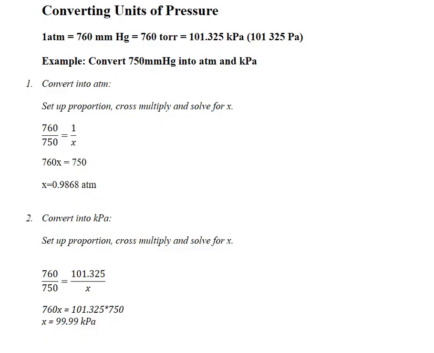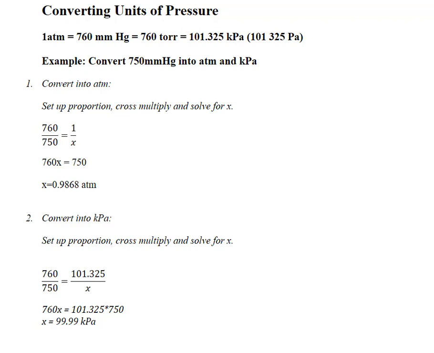This little video will just help you work through these examples and follow along so that you know how to convert units of pressure. So at the top, we've got our unit conversion. As you know from before, 1 atmosphere is equal to 760 millimeters of mercury, which is equal to 760 torrs, which is equal to 101.325 kilopascals.